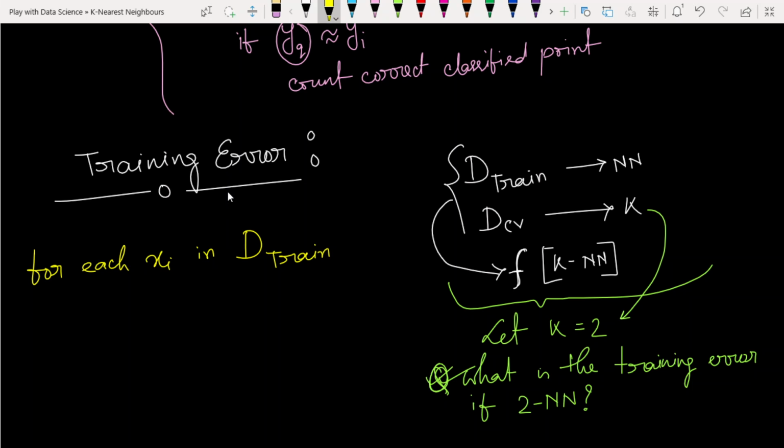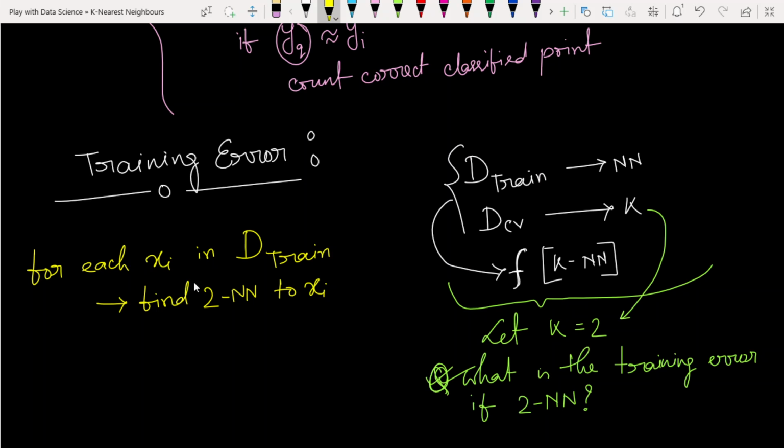And if you calculate your training accuracy, then by simply subtracting this value from 1, we can easily get our training error. So first, for each xi in our Dtrain, we have to find the two nearest neighbor points, the two closest points. Here I have taken k equals 2.